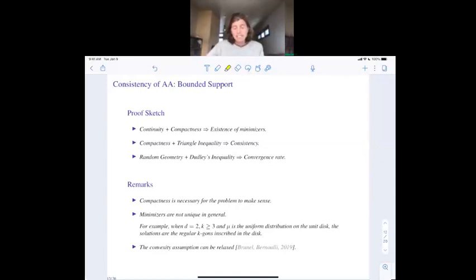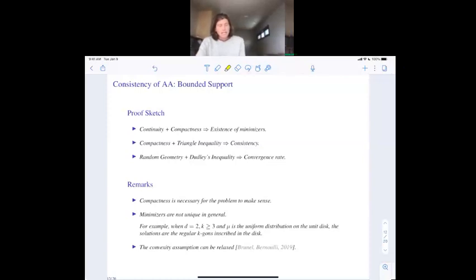The existence just comes from continuity and compactness, and for this compactness we're using that the measure has bounded support. Consistency again just uses compactness and the triangle inequality. I've written it very simply here, but this is a couple of pages of estimates. You have to use the triangle inequality in a tricky way, but in the end it just boils down to the triangle inequality. And then the convergence rate is harder. You need to use a result from random geometry and Dudley's inequality, and this will give you the convergence rate.